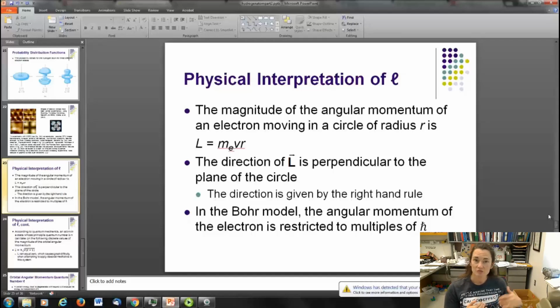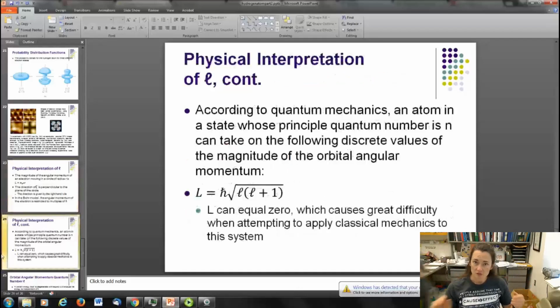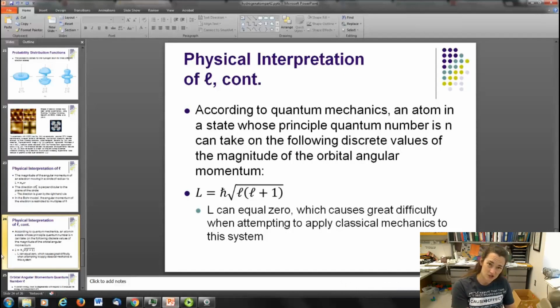Okay? Now, in the Bohr model, the angular momentum was said to be restricted to multiples of Planck's constant divided by 2 pi, more commonly known as h bar. But Bohr got that kind of right, kind of wrong, okay? It turns out that it's not an integer multiplied by h bar, it's something a little bit more complicated than that. If you do the full-on solution of the Schrodinger equation for the hydrogen atom, according to quantum mechanics, the magnitude or length of your angular momentum vector will be given by h bar times the square root of L times L plus 1. So it's not multiplied by L, but the square root of L times L plus 1.